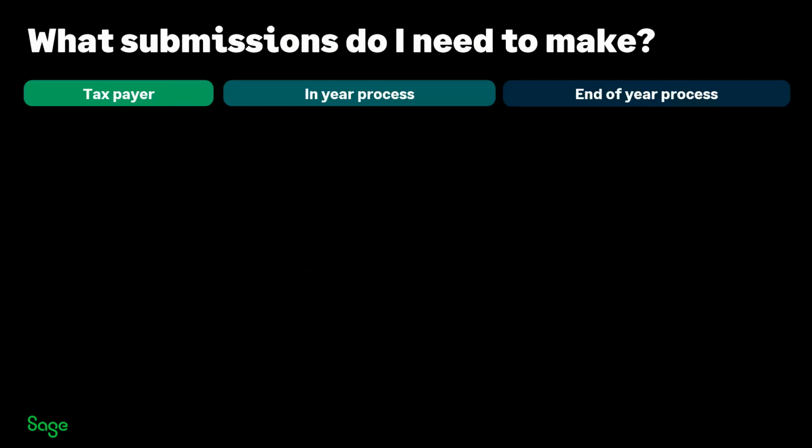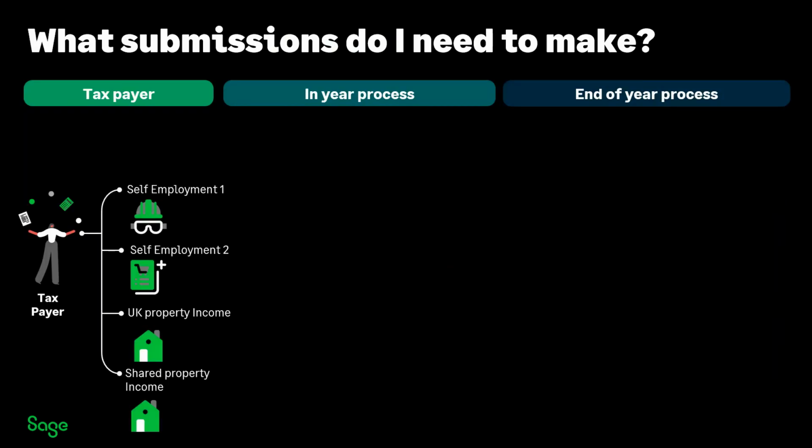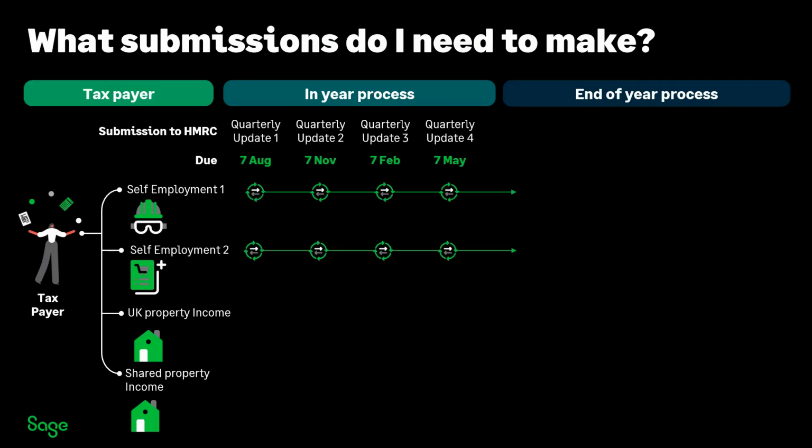Now, let's take a look at this again, but from a slightly different angle. Let's just say we have the taxpayer, Joe Bloggs. Joe Bloggs has got 2 self-employment incomes. He's got 1 UK property and he's got a shared property income as well. Here he adheres to the standard update periods for these quarterlies, so he aligns with the tax year.